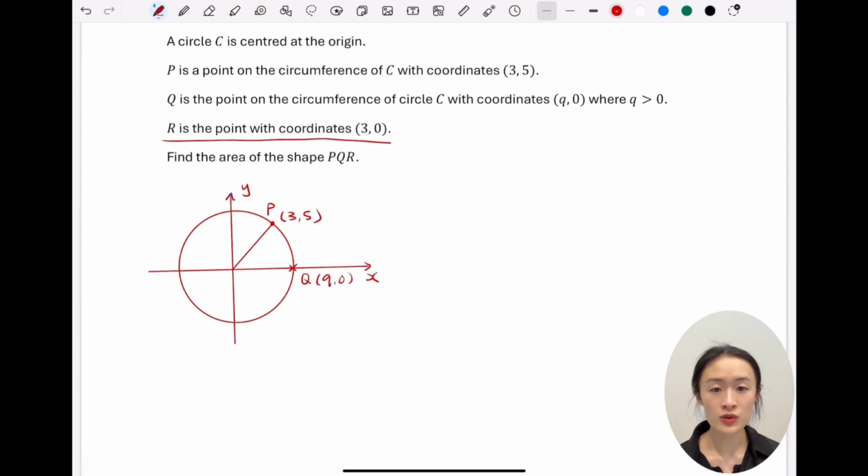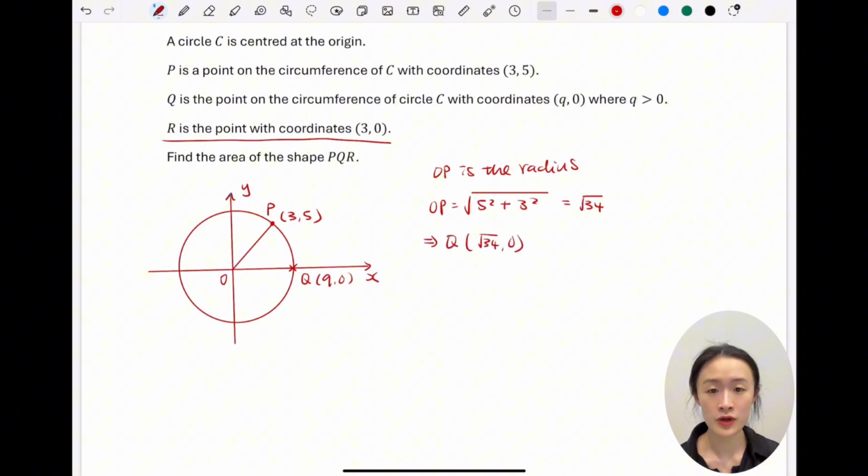the shape PQR. Okay, so first we can work out the radius of this circle because OP is the radius, and P is (3, 5). Therefore, by using Pythagoras' theorem, we can work out OP to be root 34. And because OQ is also the radius, we know the coordinates of Q are (root 34, 0). We know that R is (3, 0).